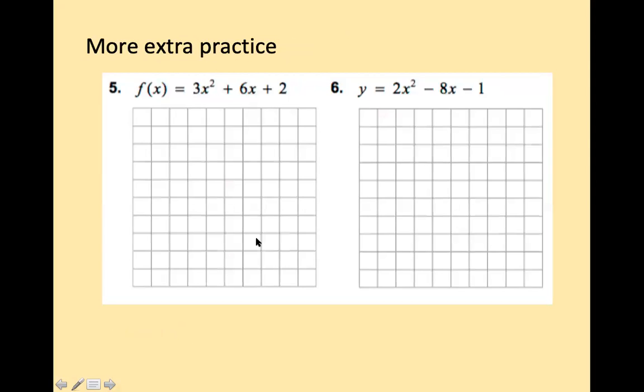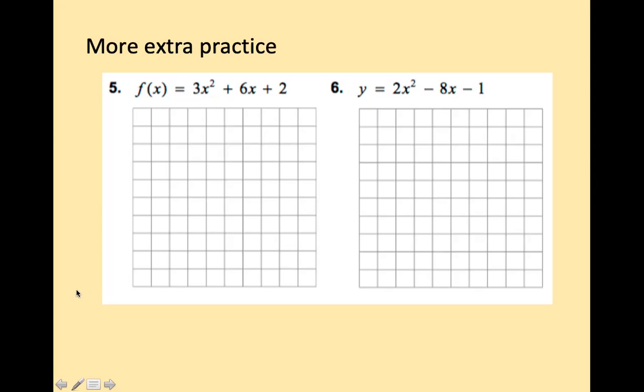All right, on number 5, it says graph the function and describe the domain and range. So we're going back a ways here. We haven't talked about domain and range in a long time. So I want to graph this. A couple things I'm going to need. I'm going to need a vertex, and I'm going to need some point on the graph.